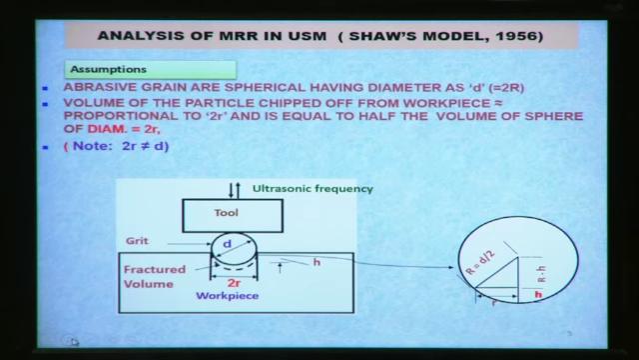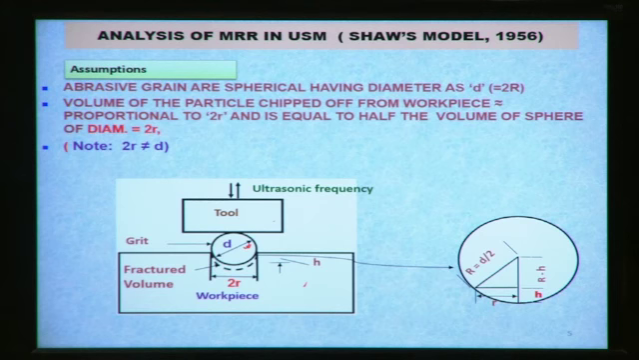Here R is small. Here you can see the tool, which is vibrating at ultrasonic frequency, with frequency f and amplitude A by 2. Now there are so many abrasive particles in between the tool and the workpiece. When an abrasive particle is hit by the tool, it impinges or penetrates into the workpiece surface here. This is the diameter of the abrasive grit, this small d or 2R.